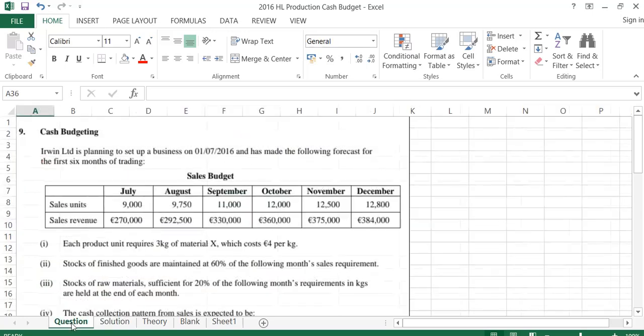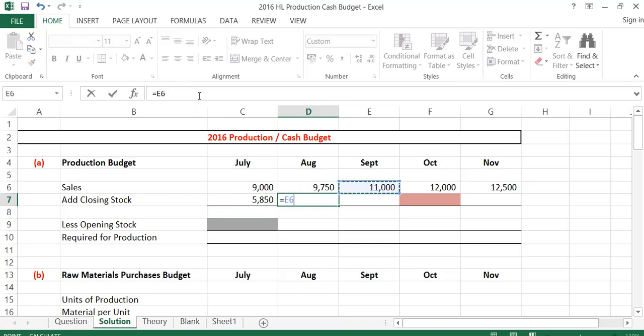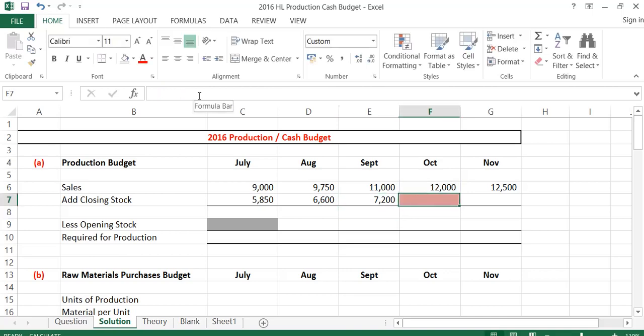Now we have to add our closing stock, and in the question it says stock of finished goods. Because we're talking about finished goods here, units of finished goods in part A, there's 60% of the following month's sales. So the closing stock in July is 60% of August. Closing stock in August is 60% of September. Closing stock in September is 60% of October. Closing stock in October is 60% of November. And closing stock in November will be 60% of December.